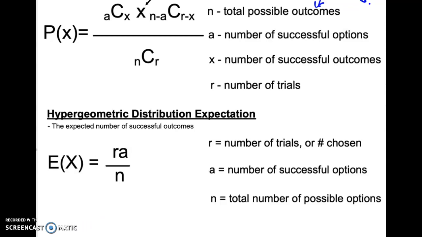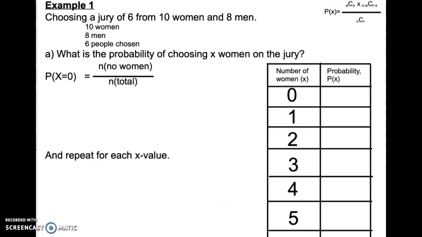So let's go through an example and see what I mean by that. Here we are choosing a jury of 6 people from 10 women and 8 men. What is the probability of choosing X women on the jury? We're filling out this table here. So X could be 0, 1, 2, 3, 4, 5, or 6. You're going to have to do this calculation for every single possible X value, so we're going to do this calculation 7 times. I'll do the first one with you, and then I'll have you do the next 6 yourself.